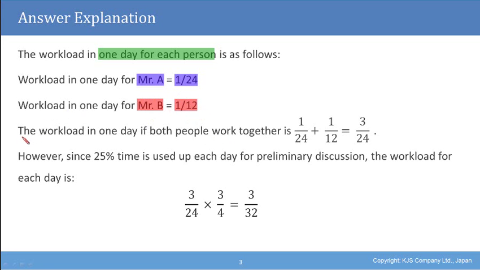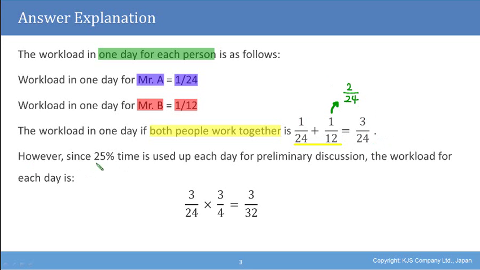And then we need to work out the workload in one day if both people work together. So basically we need to add the workload in one day for Mr. A and Mr. B together. So the calculation would be 1/24 plus 1/12, which is 3/24. So just in case you're not familiar with calculating with fractions, 1/12 is basically the same as 2/24. So you will need to just add 1 and 2 at the top and you get 3/24.